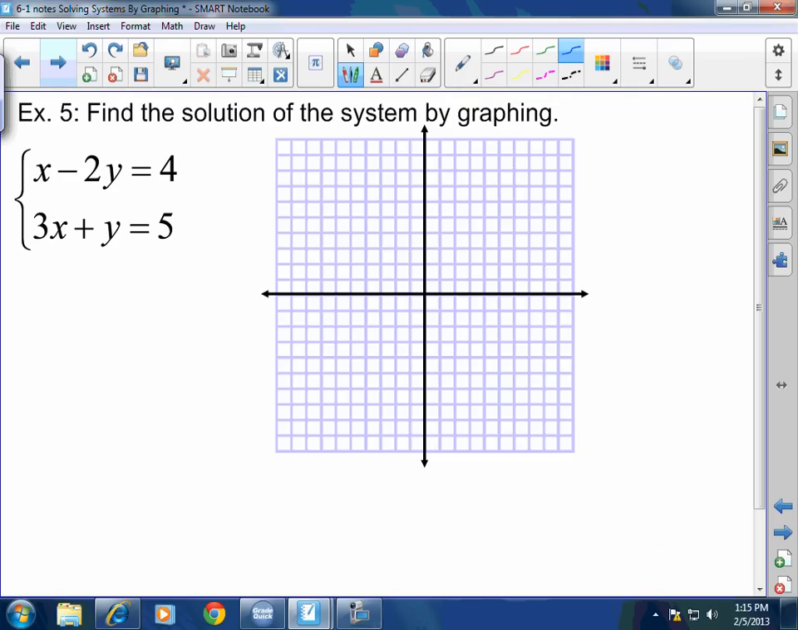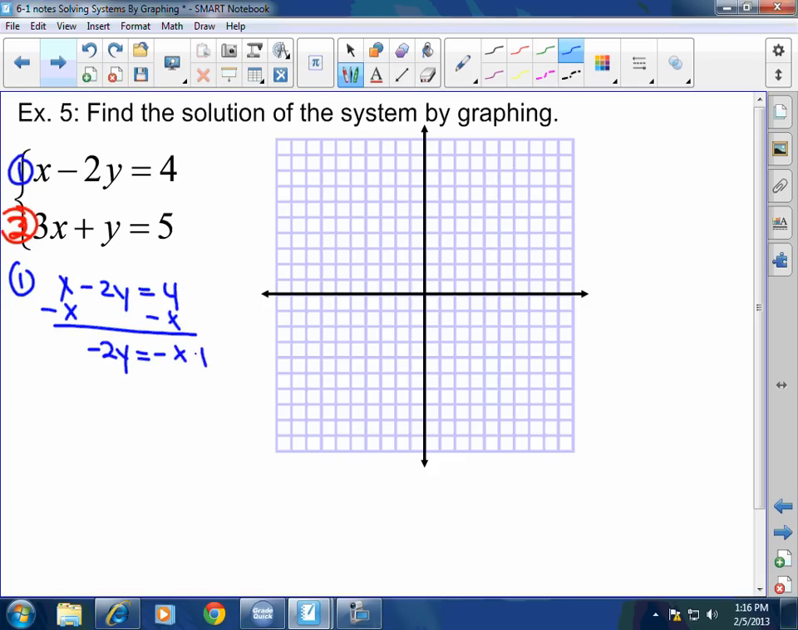Find the solution to the system by graphing. Okay, what's my first step? Yeah, let's solve for y. Let's do this in different colors just to make sure everyone is completely clear here. So number 1, subtract x. Very good, because we're going to solve for y. So I'm going to subtract x. So I got negative 2y equals negative x plus 4. Now what? No, just divide by negative 2. You don't want to divide by the y because you want the y to be by itself. So this is 1/2 x minus 2.